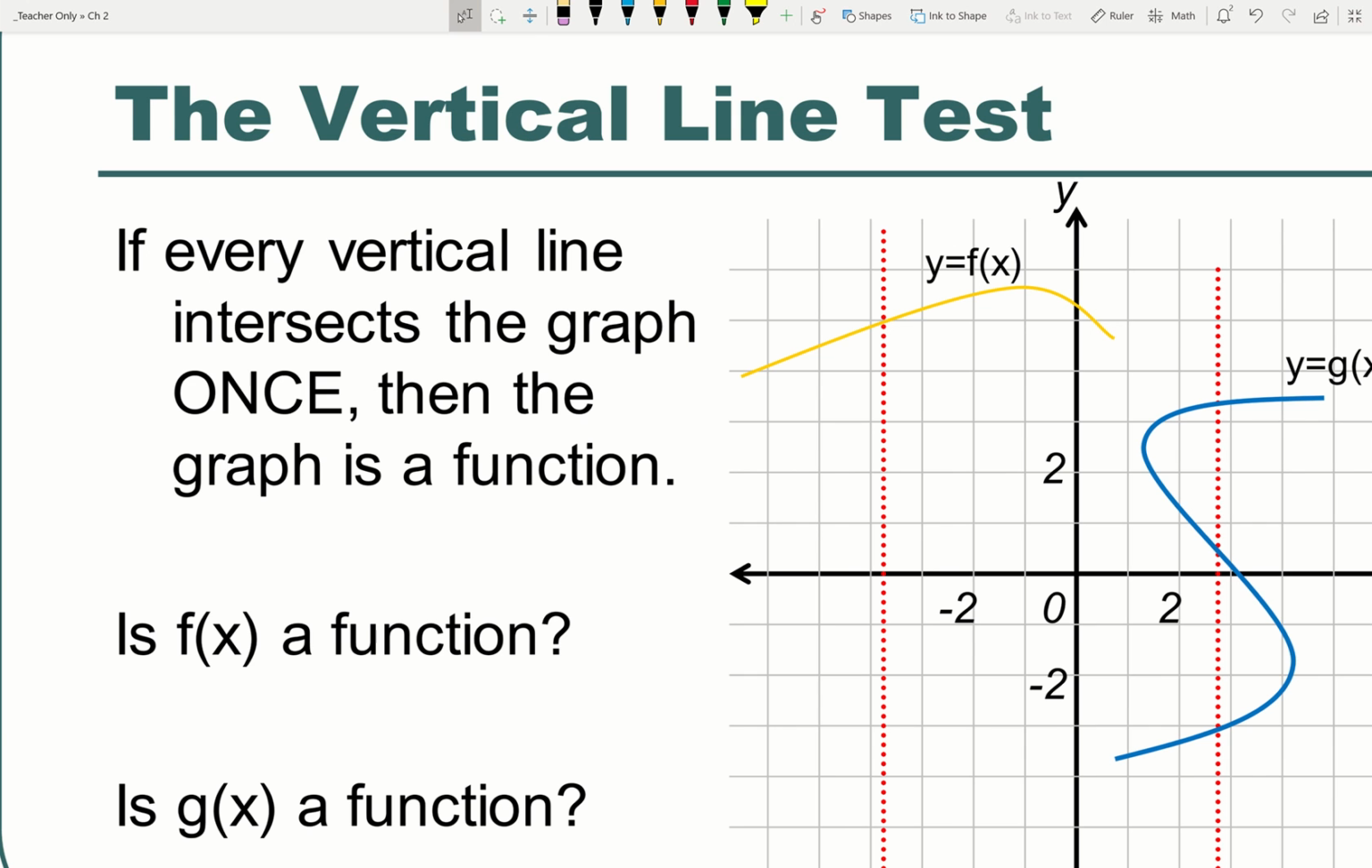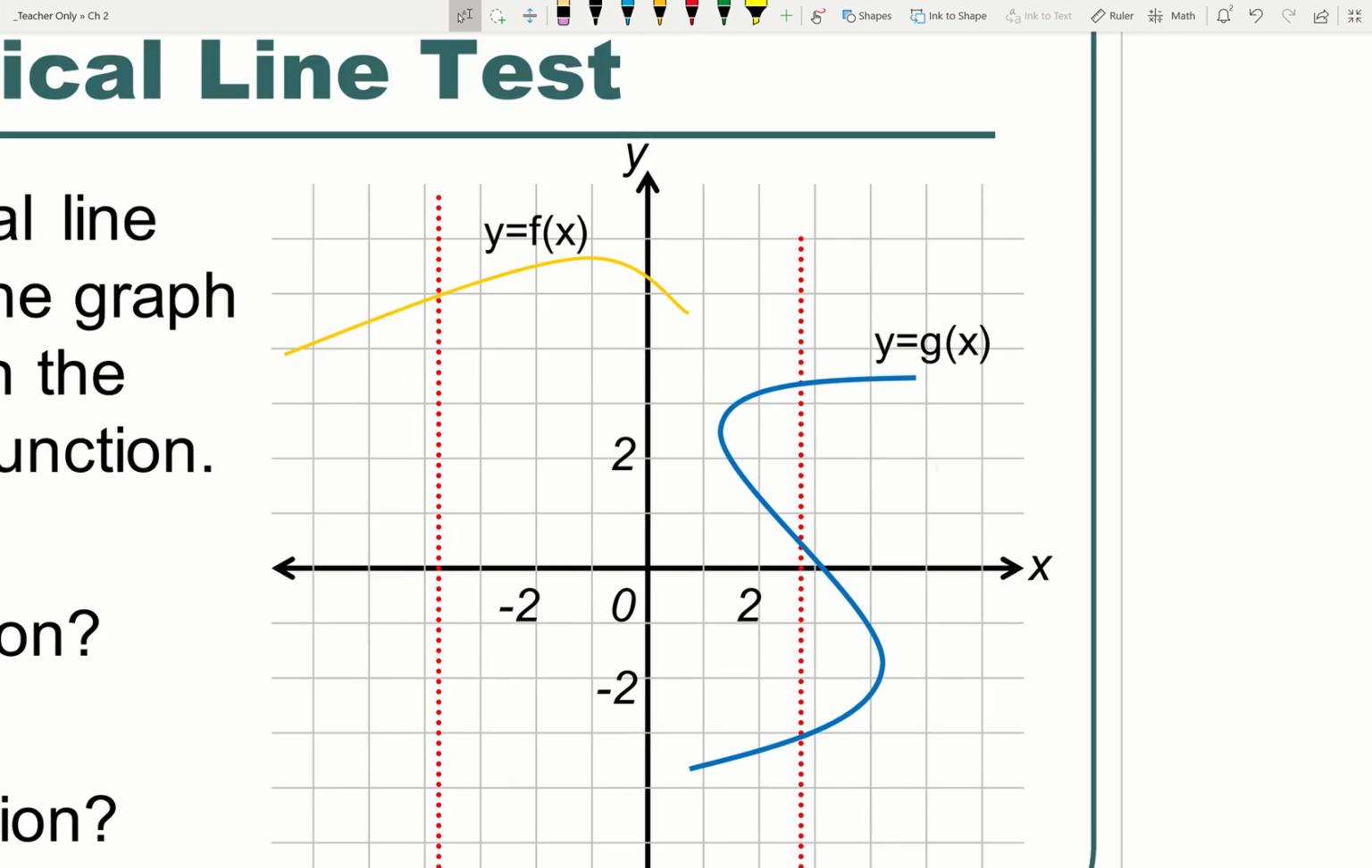And so we have this vertical line test to determine if it's a function or not. Very simply stated, it says right here, if every vertical line intersects the graph once, and only once, then the graph is a function. Okay, so you can see some examples over here.